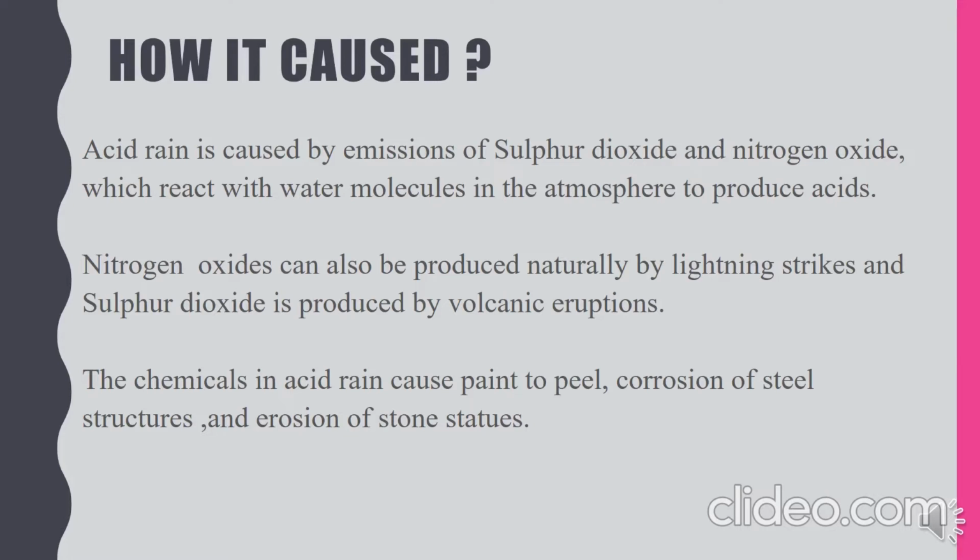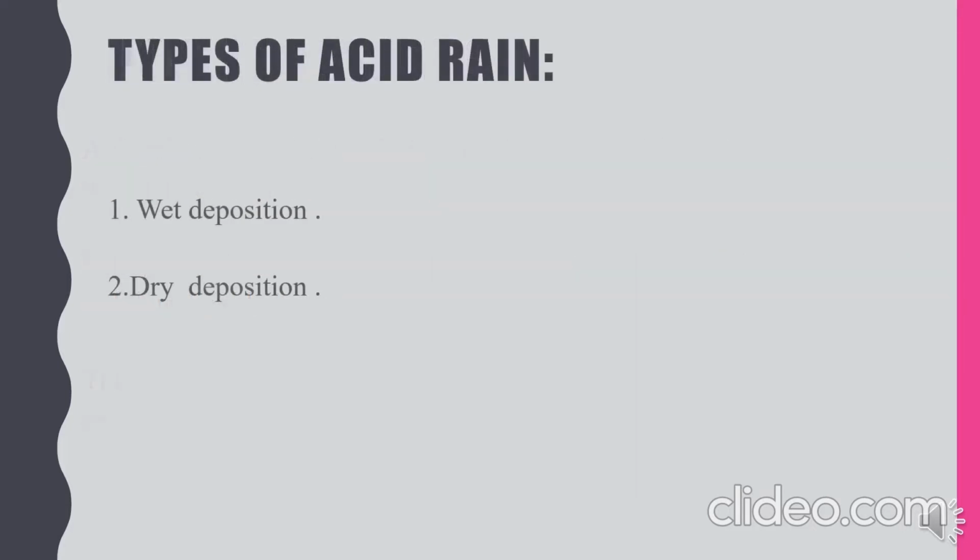That means nitrogen oxide is also produced naturally by lightning strikes, and sulfur dioxide is also produced by volcanic eruptions. Chemicals in acid rain cause paint to peel off, corrosion of steel structures, and erosion of stone statues. Types of acid rain: wet deposition, dry deposition.